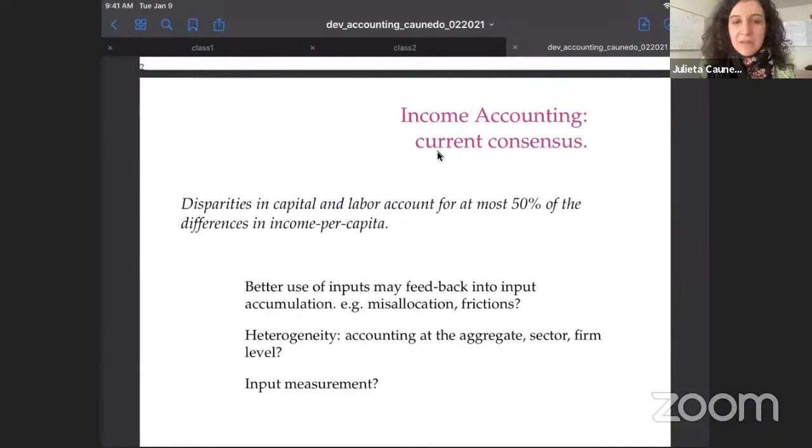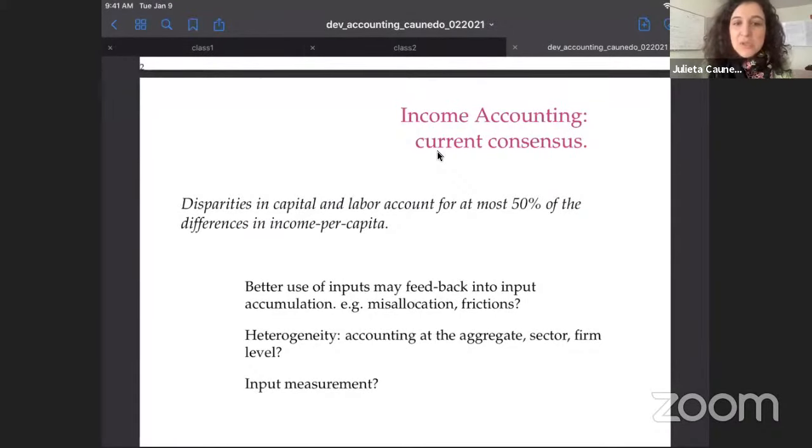Now, as you will see in the rest of the macro development course, there are gonna be very important scholars explaining the role of this better use of inputs and how we think about that, particularly the role of misallocation and the role of frictions. But that's gonna come later in the course. Today, I will have very little to say about this, okay?